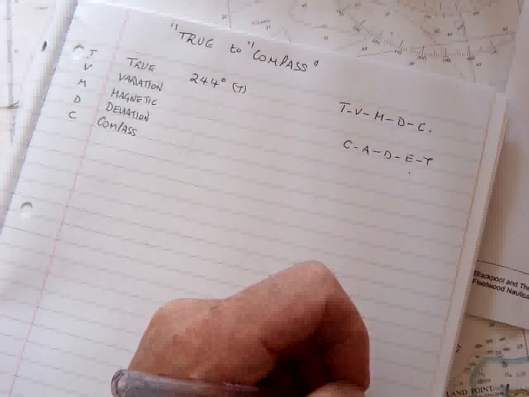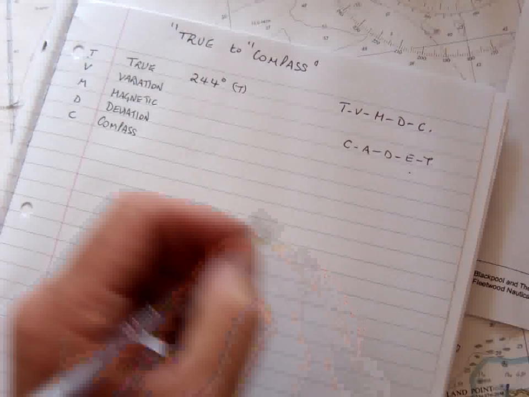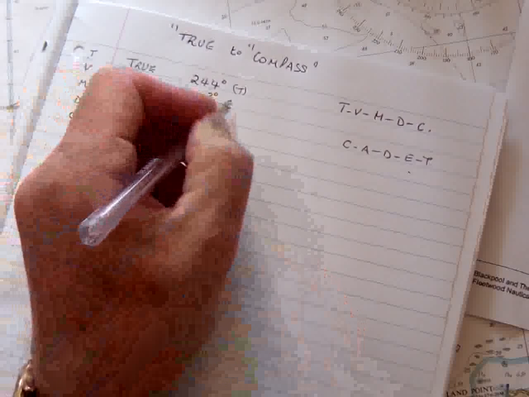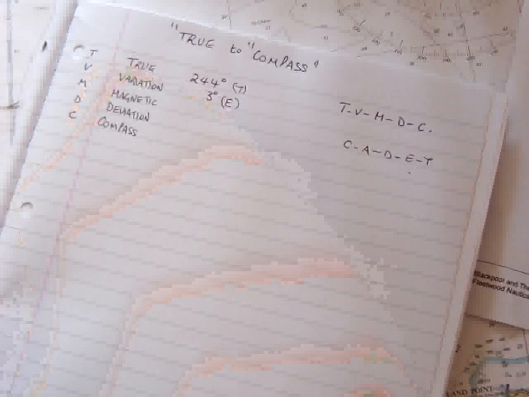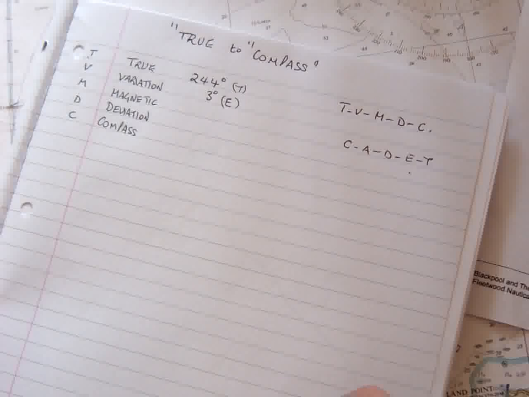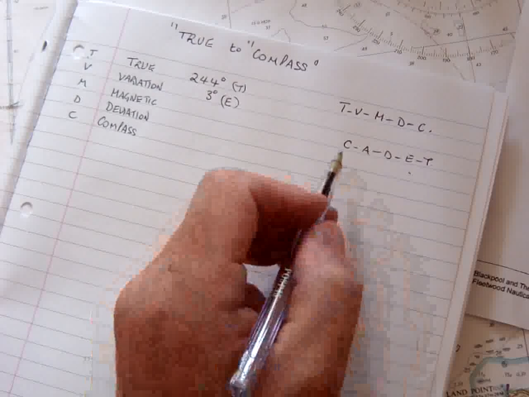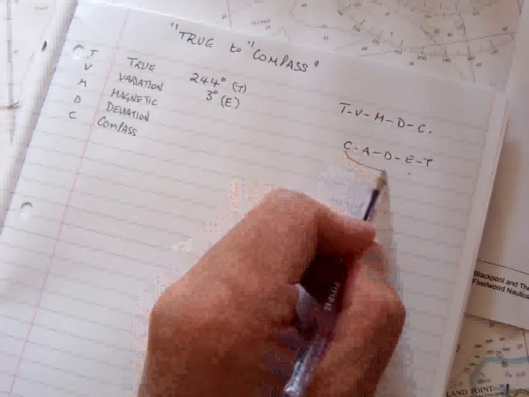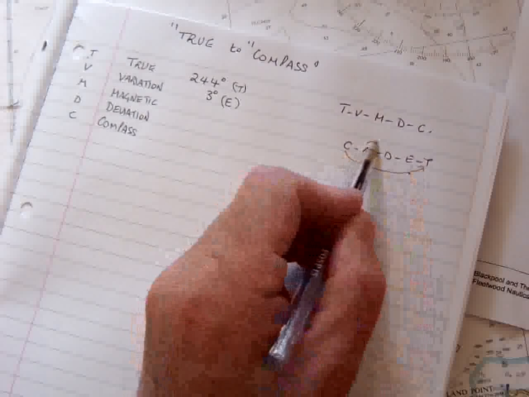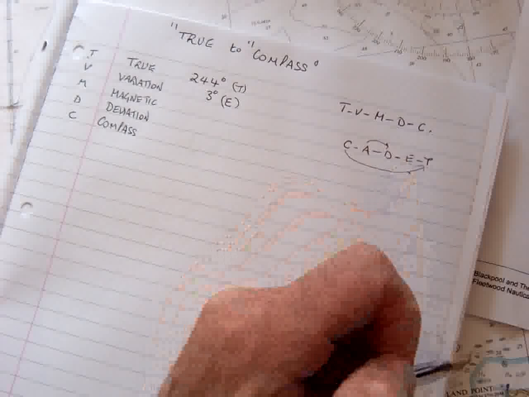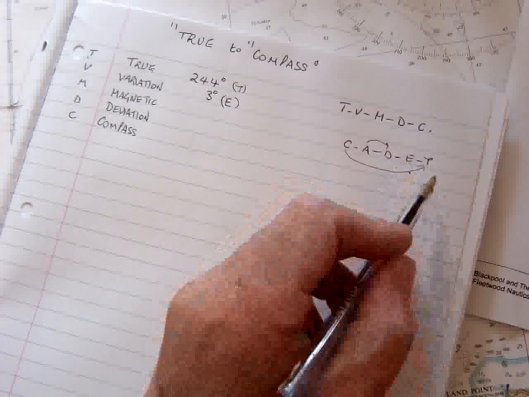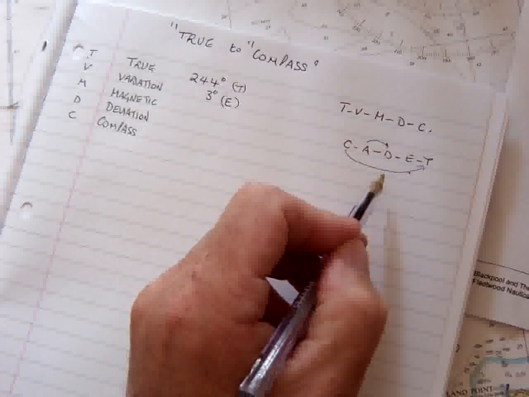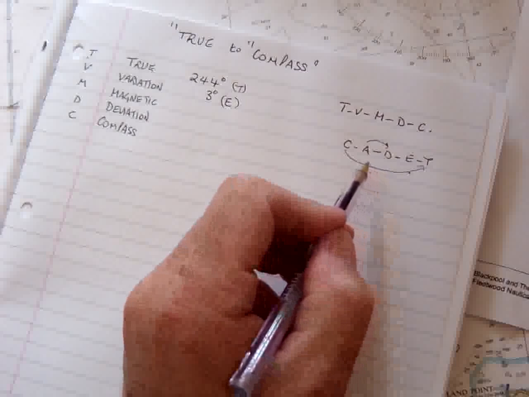From our chart we know that our variation is 3 degrees east. Now we need to calculate our magnetic course. Which way do we apply the 3 degrees east? Well, when we looked at compass to true, we used this acronym. If we went from compass to true, we added east. So it would follow that if we were going from true to compass, the opposite, we will subtract east.